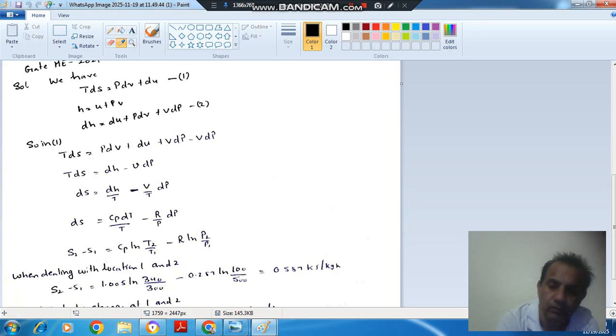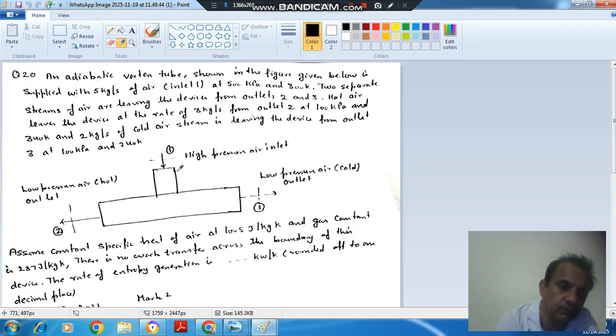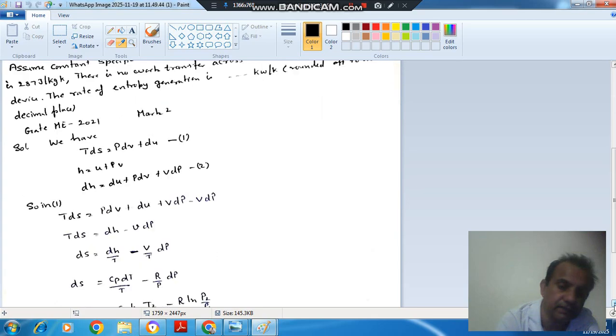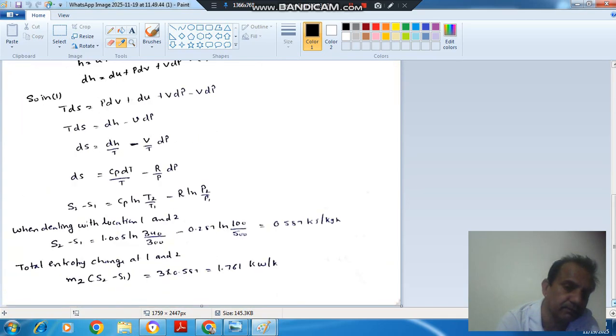Okay. So now if we consider location 1 and 2 and consider unit mass, then at location 2 the pressure and temperature are given, and at location 1 the pressure and temperature are given, R is given, Cp is given. So we can find out the specific entropy by putting these values. Okay, so it comes out as 0.587 kilojoule per kilogram per Kelvin.